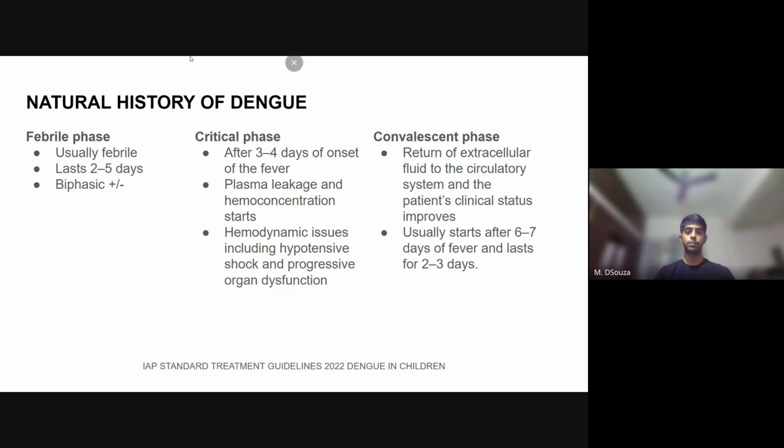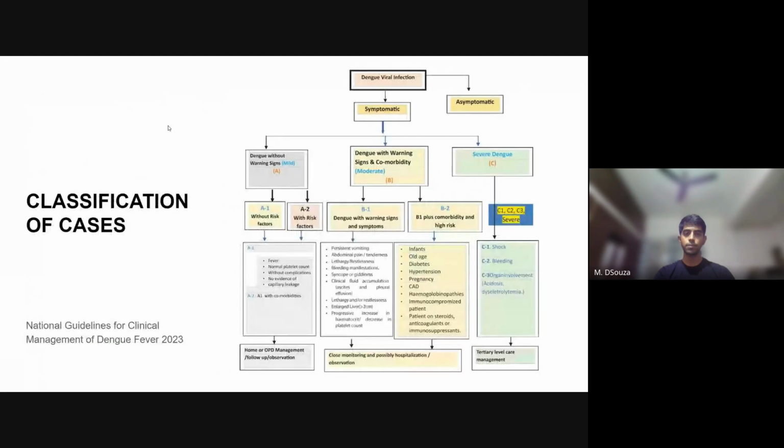The next phase, post those 3 days, is your critical phase, where you have plasma leakage and hemoconcentration. And it is in these cases where you may have to consider admitting the child if they have presented with either signs of third spacing, that abdominal tenderness, or when these children are moving towards a compensated shock picture. And then the convalescent phase, where they return back to normalcy, which usually occurs after a period of about 7 to 8 days.